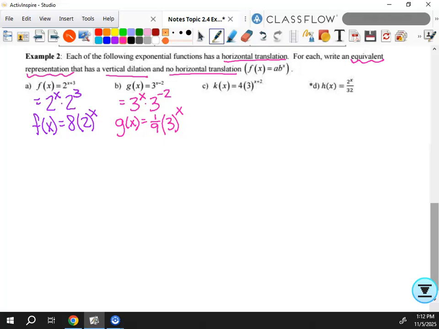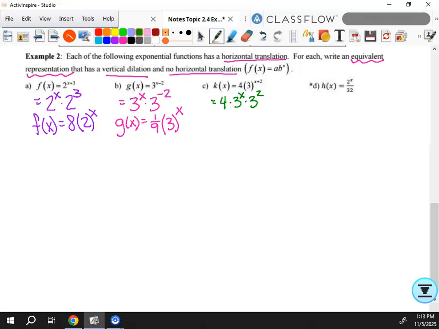Everybody good with that? Okay, it's not that complicated. You just got to know legally what you're allowed to do and not allowed to do here. So then here, this would give me 4 times 3 to the x times 3 squared.